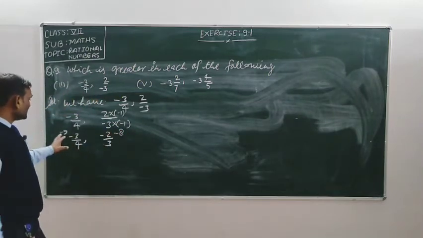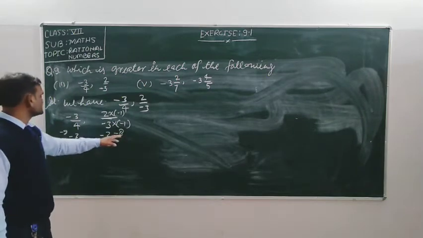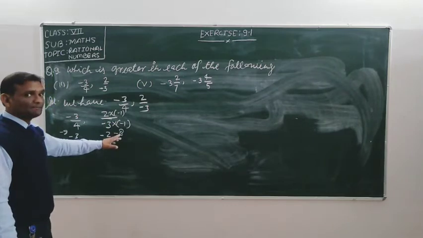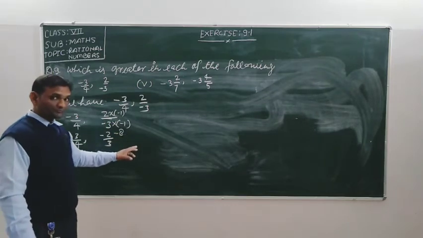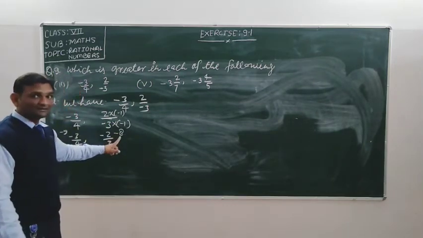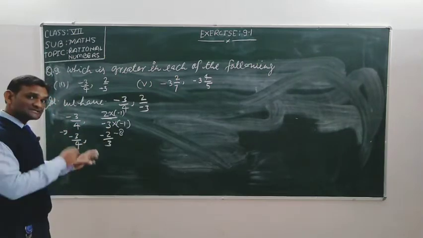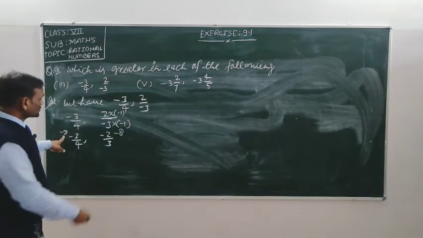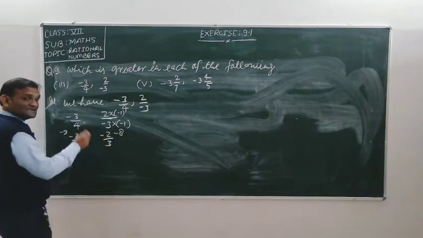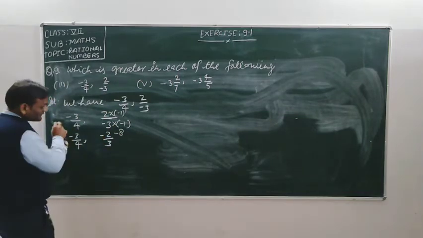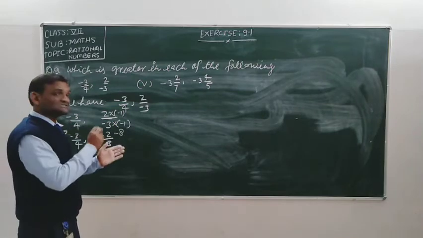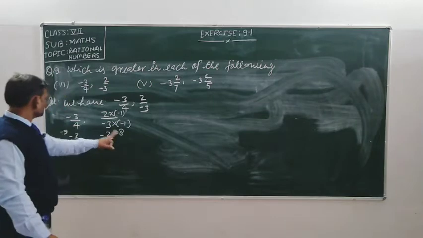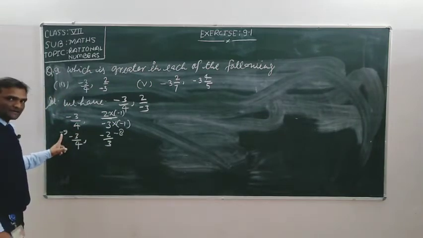Now student, compare minus 9 and minus 8, which is greater? Both are negative, and I have told you already that the number which looks smaller will be greater, and the number which looks greater will be smaller. So minus 8 looks smaller than minus 9, but here you will say the opposite, that minus 8 is greater and minus 9 is smaller.